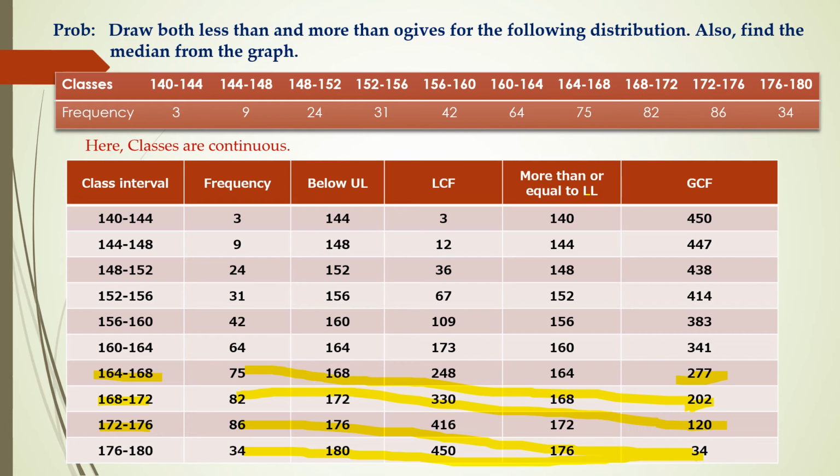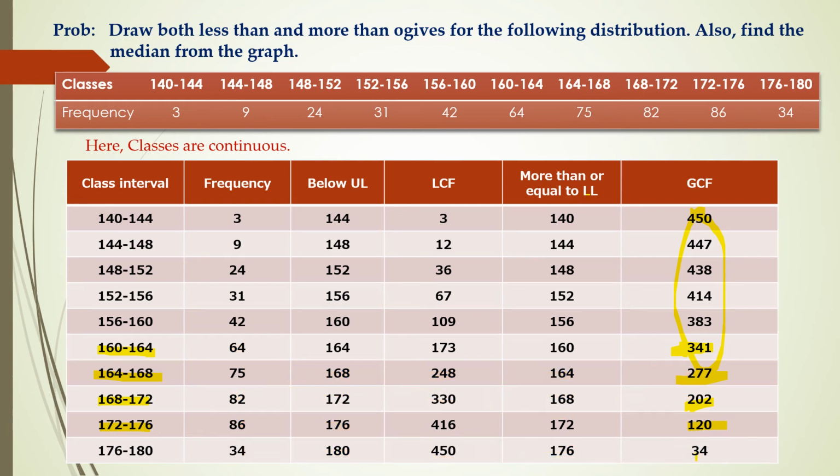Similarly, for 160-164 we have to add 277 and 64, and we will get 340. By continuing this process, we will get the remaining greater than cumulative frequencies. Therefore, what we did is we combined the less than cumulative frequency distribution and the greater than cumulative frequency distribution. By combining both of them, we prepared a table this way.